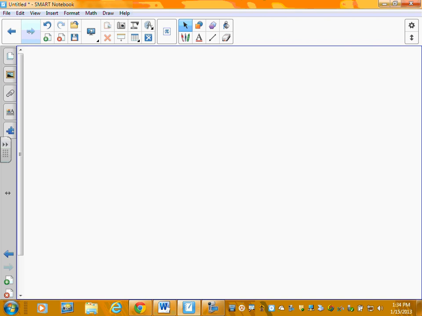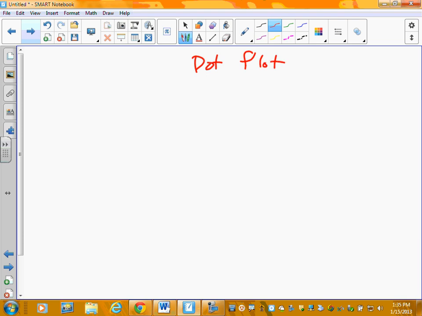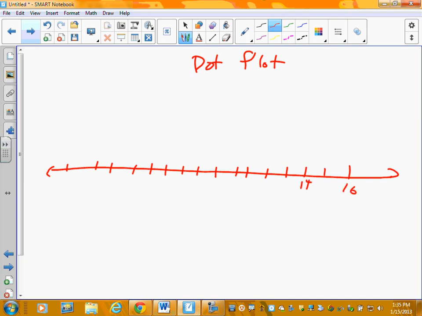Okay. Let's do a dot plot. I'm going to write my numbers: 1, 2, 3, 4, 5, 6, 7, 8, 9, 10, 11, 12, 13, 14, 15, 16. I'm putting some kind of way to identify these on the axis, and I just put a dot above each one.